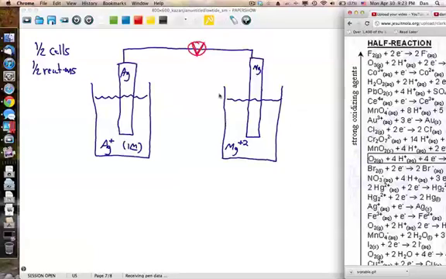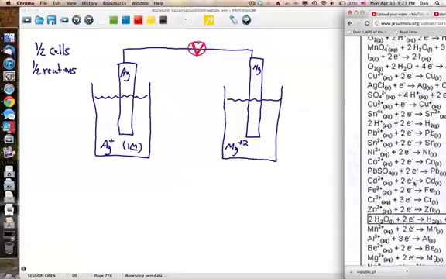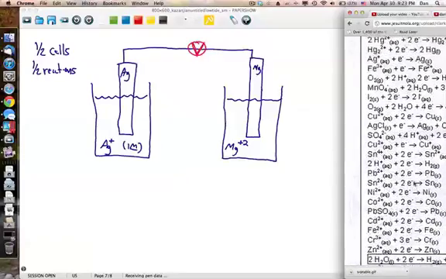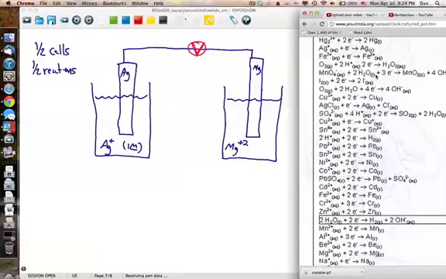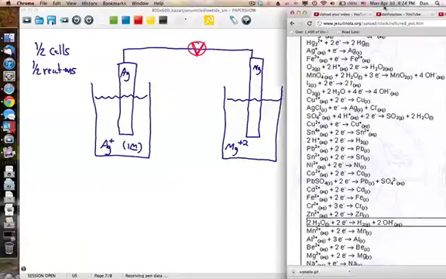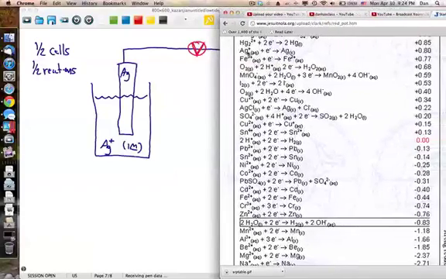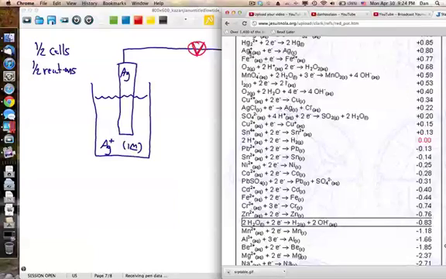Now, if we take a look over at our standard reduction table, we see that magnesium is much lower on the standard reduction table than silver. Now be careful, there are two silvers. There's one that deals with silver chloride in the solid state, and one that deals with silver ion. It matters in this case. There's a slight difference in potential. So we see that the silver is much higher on the table.